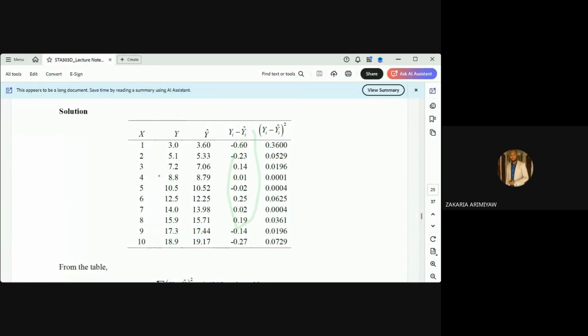For every residual, you find the square of it. That's what we have in the last column. We are finding the squares of the residuals. When we finish, we sum all the squared residuals, and when we do that, we are expected to obtain this value, 0.6245. When we substitute into the formula and evaluate, we are going to have 0.279. So that is the standard error of estimate for that particular regression equation.